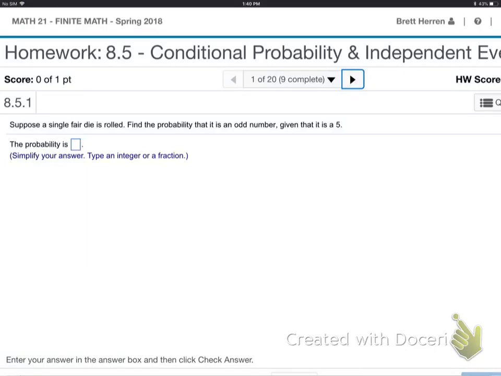Suppose a single fair die is rolled. Find the probability that an odd number, given it is a 5. See, we're starting out with the given, right? This is conditional probability. This is the last section that's on our exam a week from today, next Thursday.